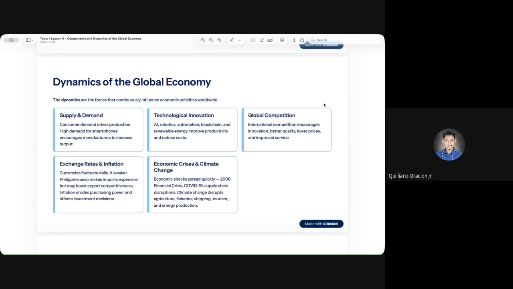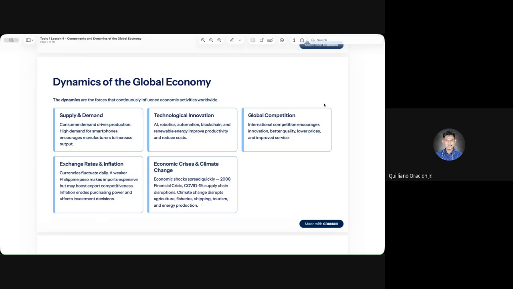Innovation changes business. Now, why do companies improve their products? Because of competition, the global competition. Android versus Apple, Shopee versus Lazada, Jollibee versus McDonald's. Competition benefits consumers because companies try to become better.